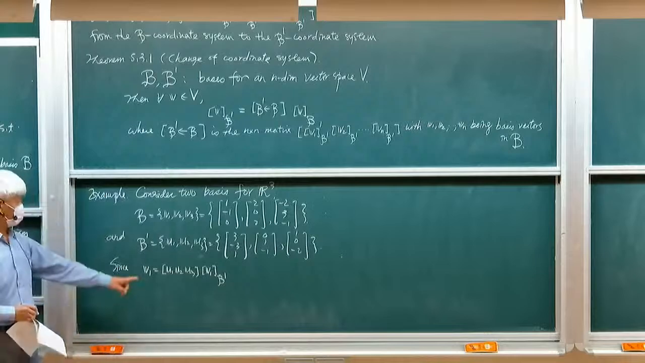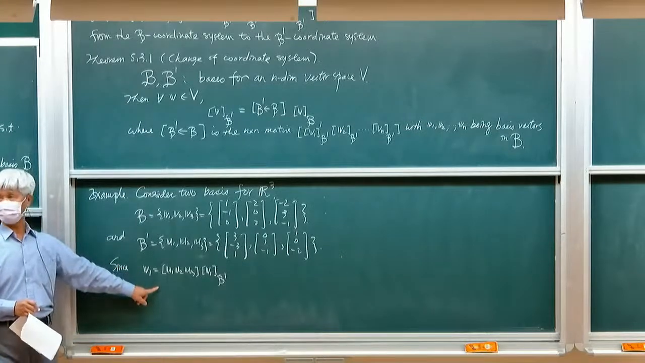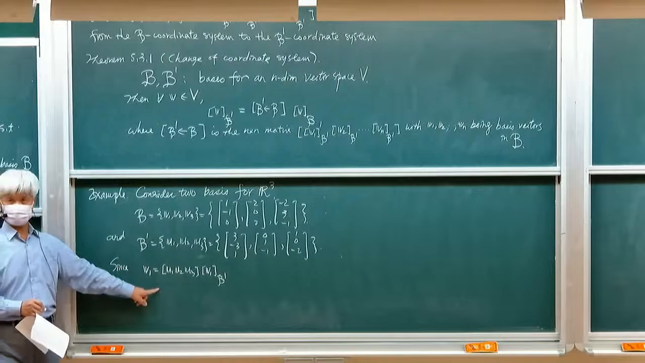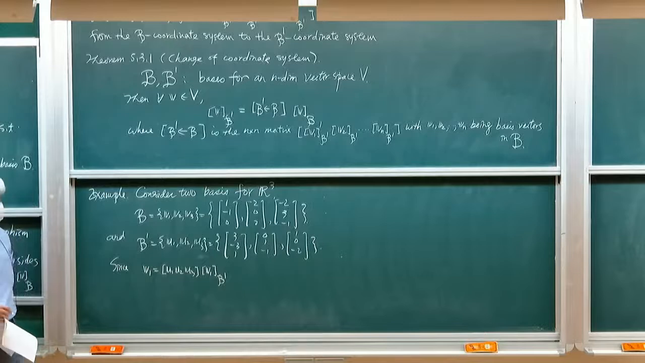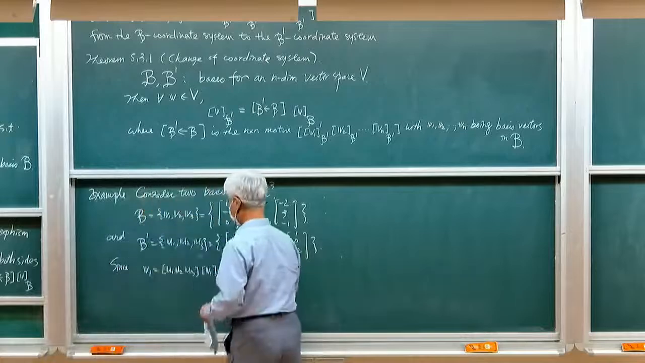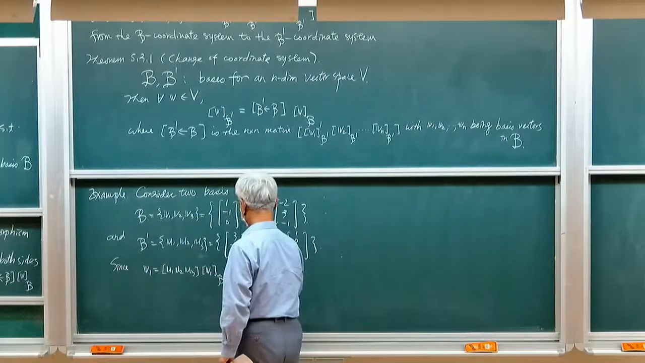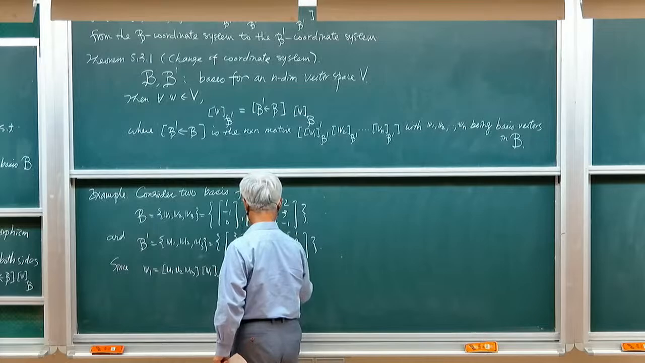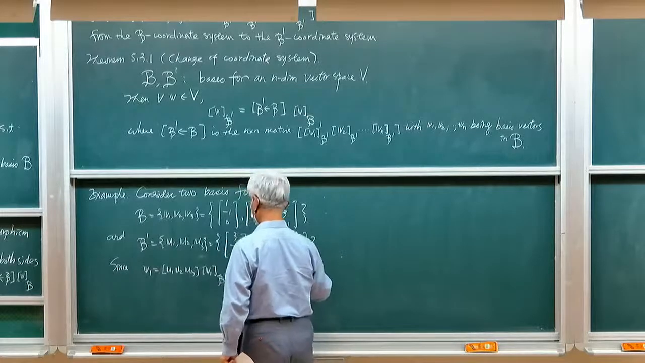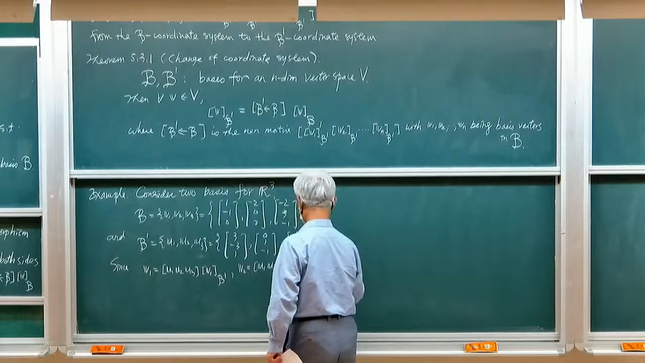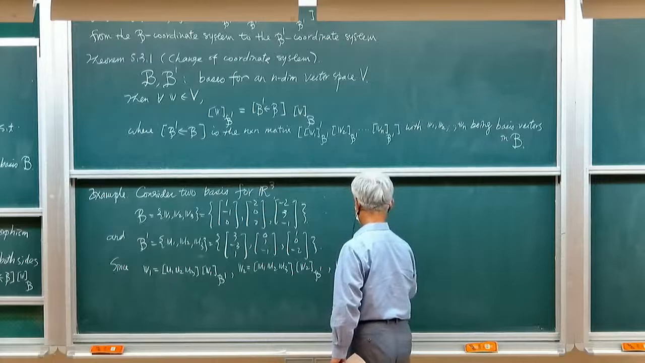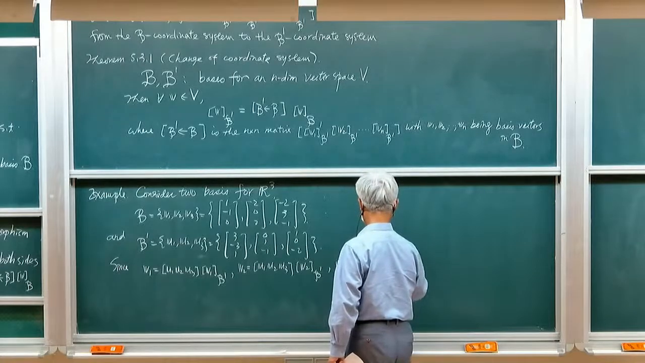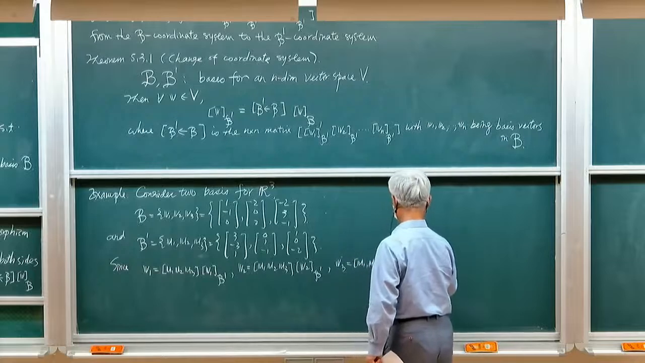Any questions? Do you have any question about this? If you do, please raise your hand. I will explain. Otherwise, I will assume you know what it means. V2 is also equal to U1, U2, U3 times the B prime coordinate of V2. And the last one, V3, likewise.